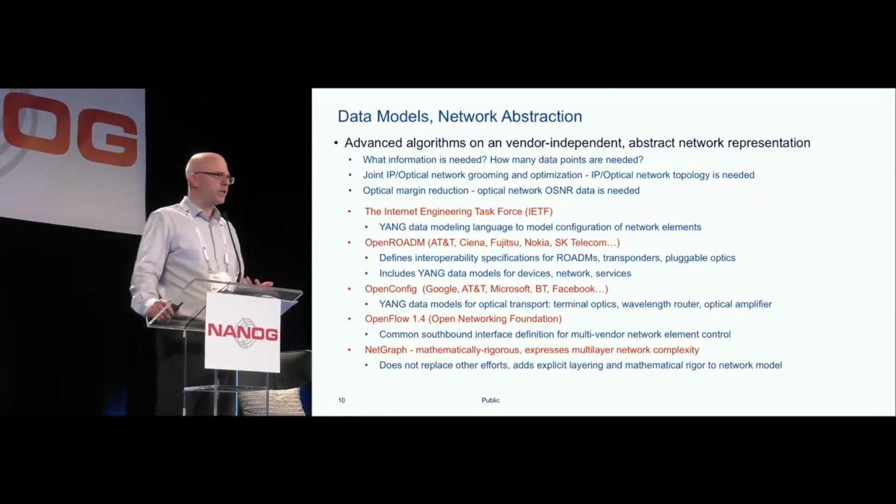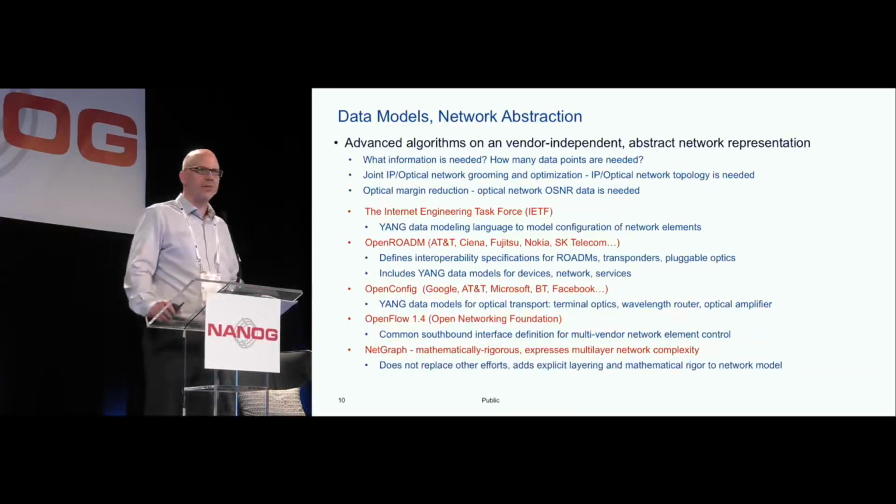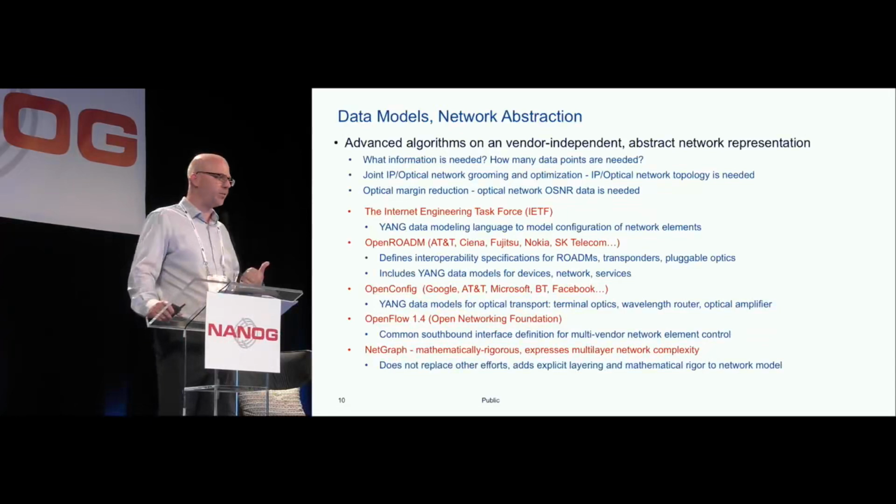So one thing that we want to bring to this is something we call NetGraph, and we're putting that into NetUnix, and it doesn't replace any of these other efforts. What it does is it adds an explicit network layering and topology information into the network model. So if you look at transport networks, some people talk about IP over WDM. In fact, it's much more complicated than that. You have multiple layers: IP, MPLS, Ethernet, and then if you add an OTN, you've got many layers there, WDM.